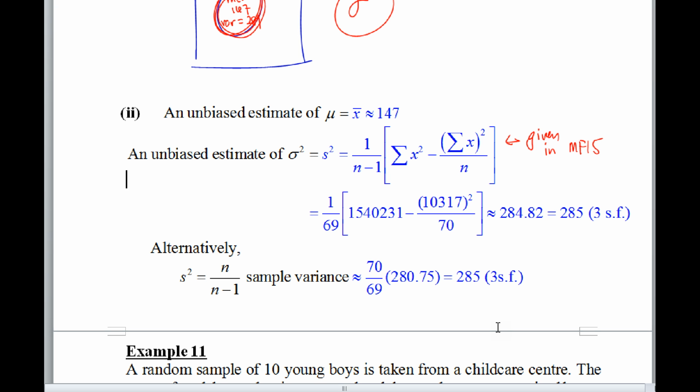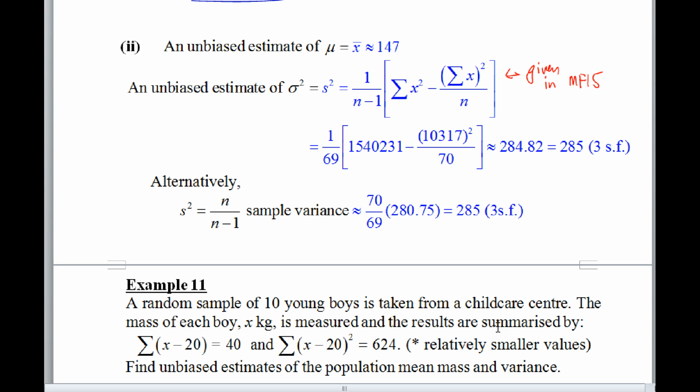Yep. Example 11. Am I going too fast? No, okay. Oh, okay, yeah. Thought the example, example quite fast, quite easy. Wrong.